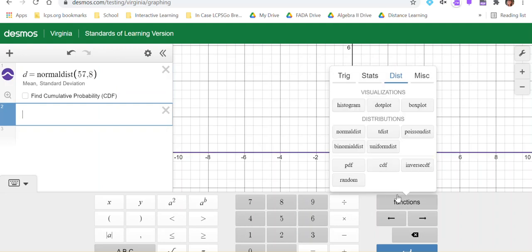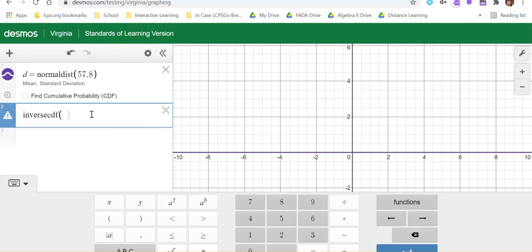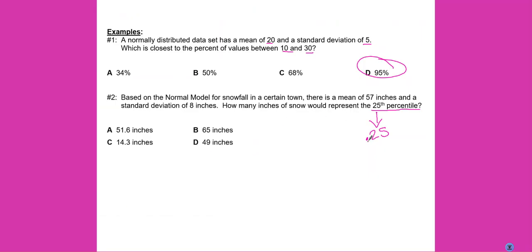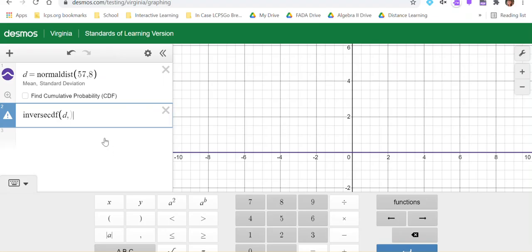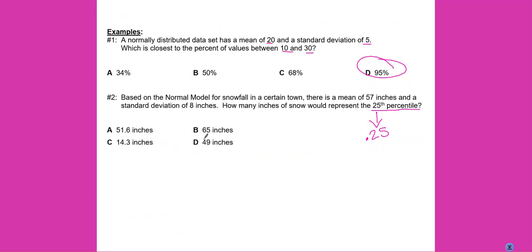Then we want to do the inverse CDF. We want the information that we just put in, letter D, and then we want it for 0.25. So 51.6. 51.6 is right there. Now it's your turn to practice.